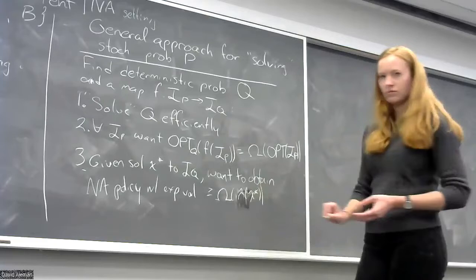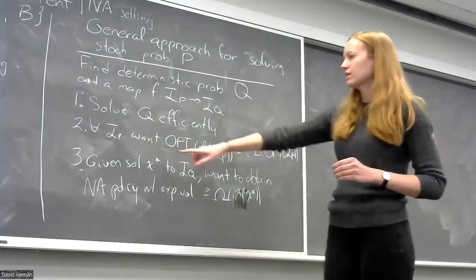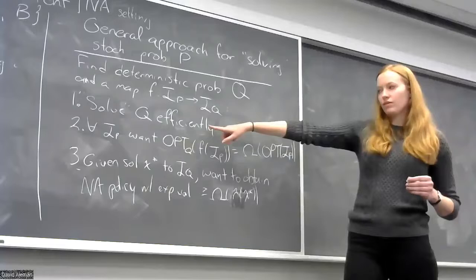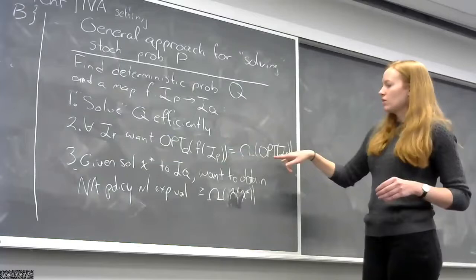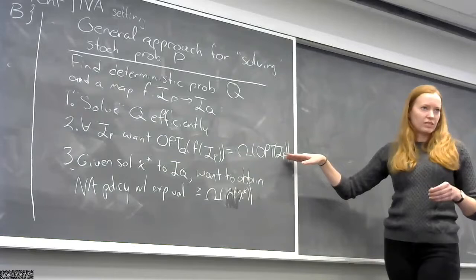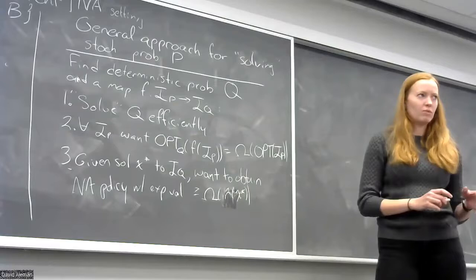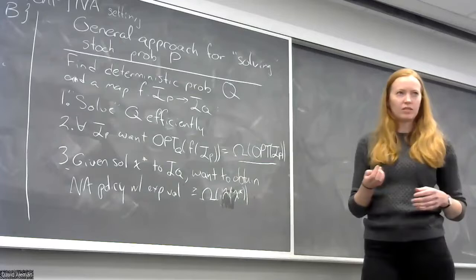Okay. So suppose we had this for our problem, right? We would take our stochastic instance, map it to an instance of this deterministic problem. We would solve it efficiently, maybe with some constant factor. And we would have some control over the optimal value. We would be close to the optimal expected value of our stochastic instance, right? And then we take this solution and map it to a non-adaptive policy, and we would get a constant factor of the original expected value. Okay.